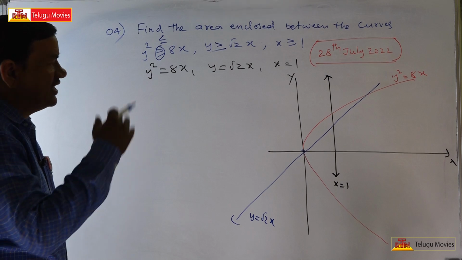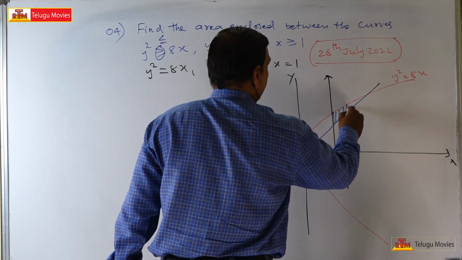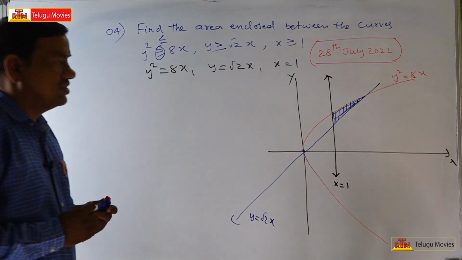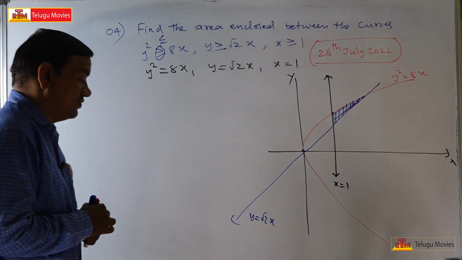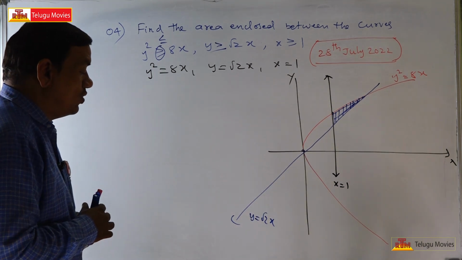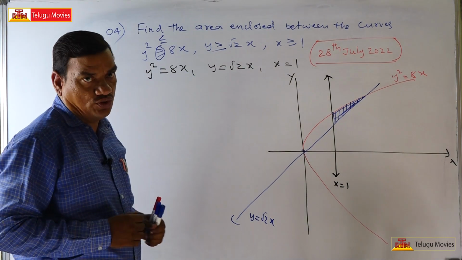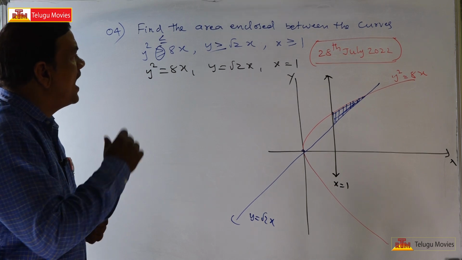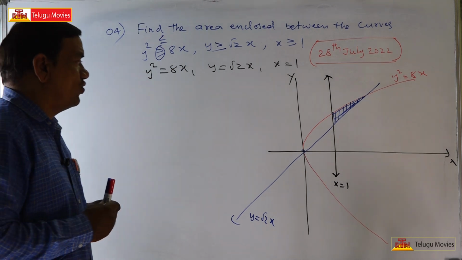Okay, now x greater than or equal to 1 means that right side. So this area you will get. These are all memory based questions. So I think y square less than or equal to 8x should be there, and y should be greater than or equal to root 2x should be there. And x also should be greater than or equal to 1. That means right side. Okay, that area we have to find out.